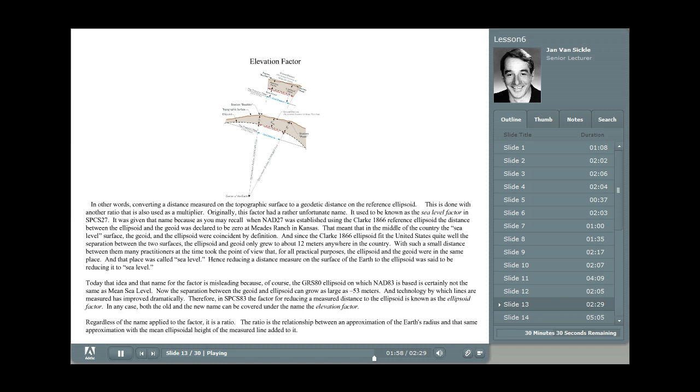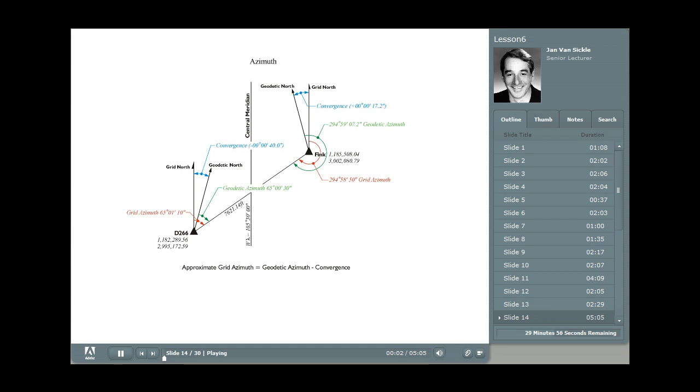Therefore, in the State Plane Coordinate System 83, the factor for reducing a measured distance to the ellipsoid is known as the ellipsoidal factor, or you can use the name elevation factor, which covers both ideas. Regardless of the name, it's a ratio. And the ratio is the relationship between the approximation of the Earth's radius, that's this 20,906,000 feet, and that same approximation with the mean ellipsoid height of the measured line added to it.